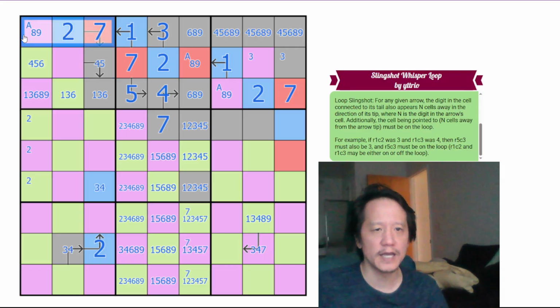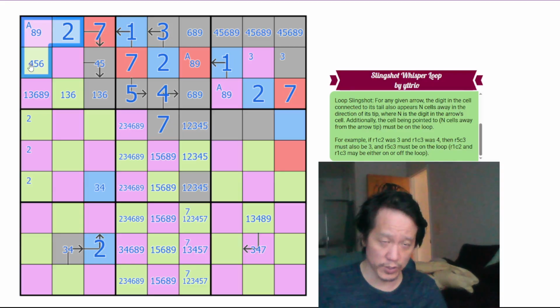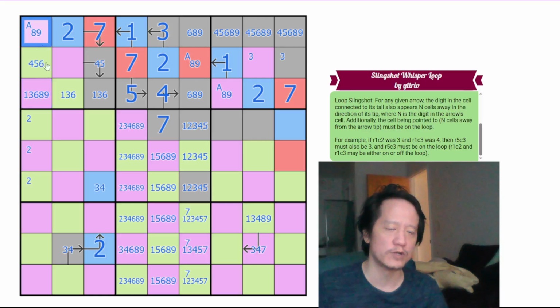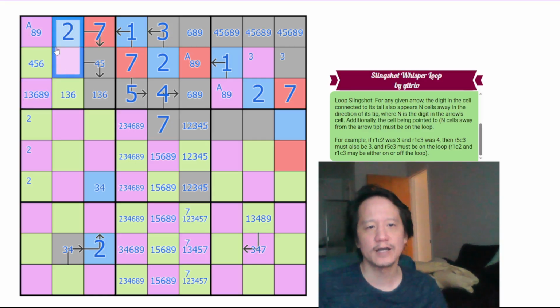That means this cannot go this way, because if it goes this way, this 4 would have to be between 2 unique digits on a German whisper line, which is not allowed. So it has to go this way. This can't ever enter here, because it's next to 2 unique digits on a German whisper line. So it must go this way, which is high.